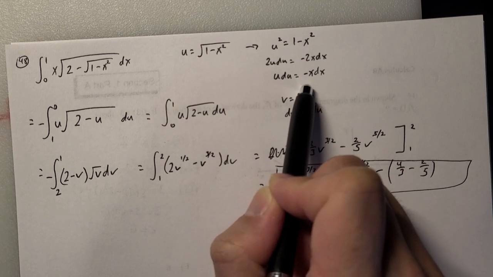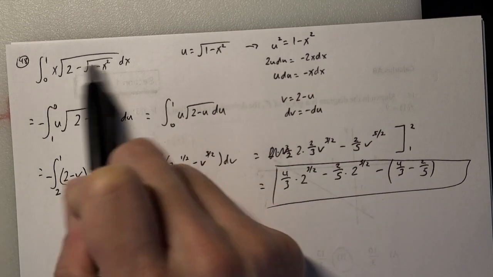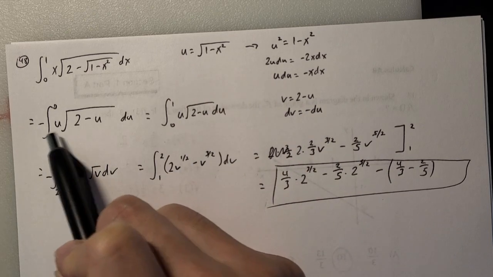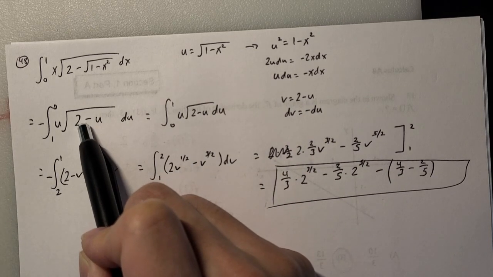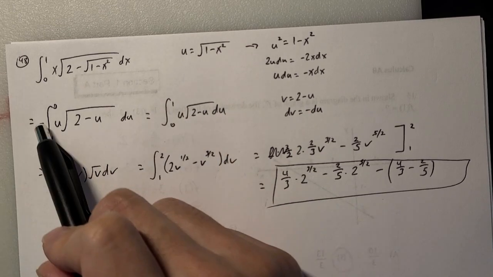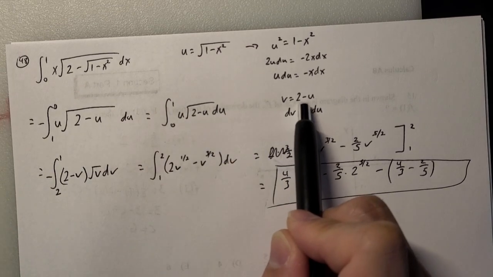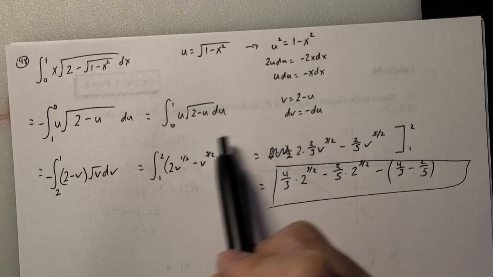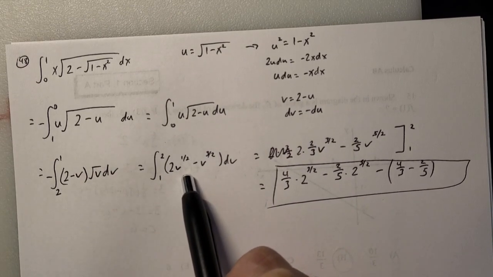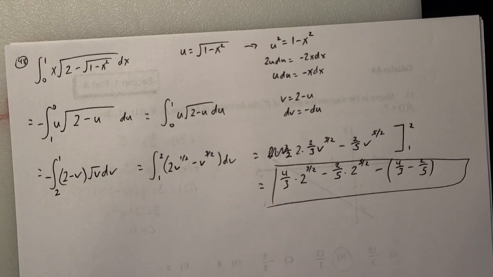u du is minus x dx. So x dx is u du with a negative sign. Okay, so that's what I did there. And then this becomes square root of 2 minus u. And I made another substitution after I flipped the limits. V is 2 minus u. And then this became simple because I can distribute this. And then it's just power rule.